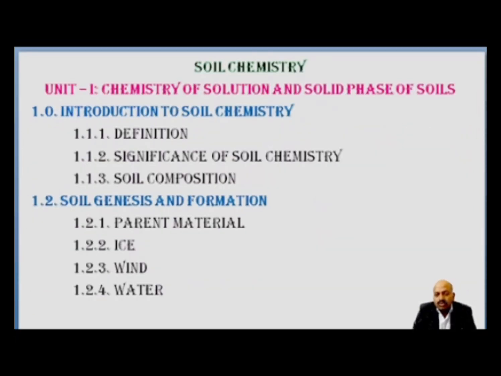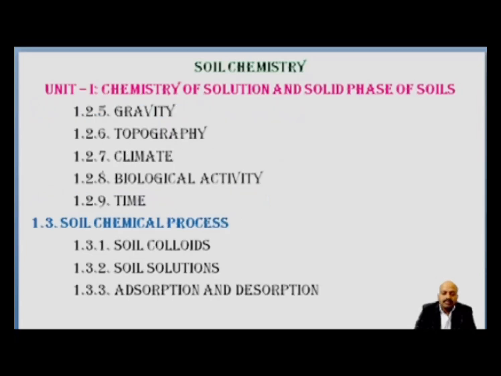So, from this course outline that is given, it was formulated into 5 chapters. 5 units are there. The first unit will discuss deeply about unit 1, chemistry of solution and solid phase of soils. That is introduction to soil chemistry, definition, significance of soil chemistry, soil composition. And second point, soil genesis and formation, parent material, ice, wind, water, gravity, topography, climate, biological activity, and time.